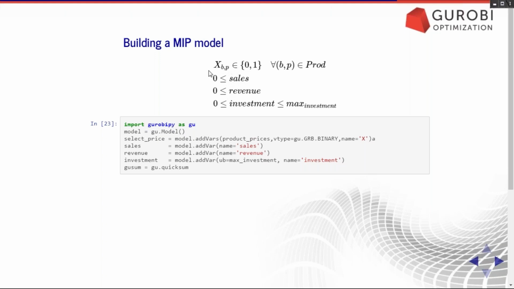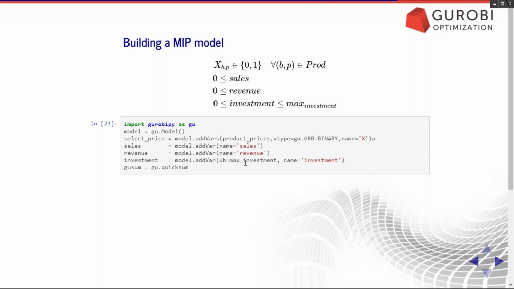And now the select price, essentially the X variables up here, is just this line. We are going to add a set of variables, indexed in this case by pairs of indices, both product name and price. We're defining them to be binary, and they are going to be called X something. The sales is going to be a positive variable, and by default all variables are continuous and have a positive constraint, so that line is essentially that line. The same for revenue, and for investment, we're going to encode in this line both the zero lower bound and the upper bound, by defining the upper bound to be max investment.